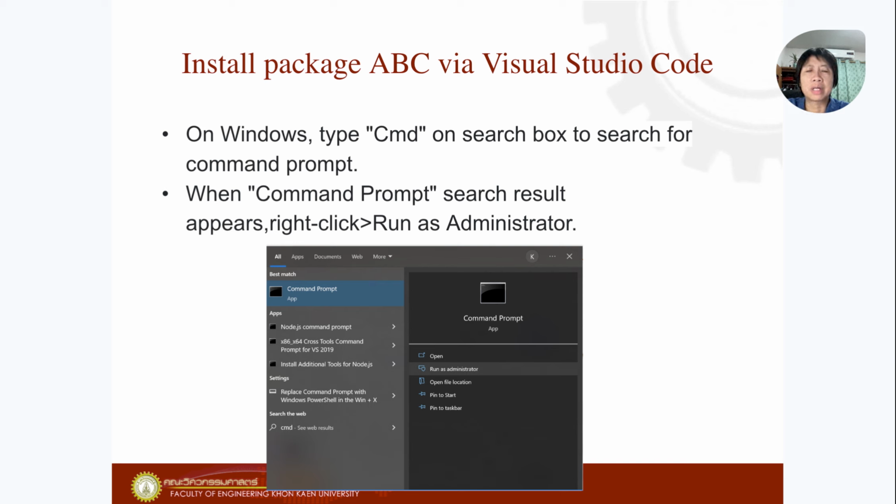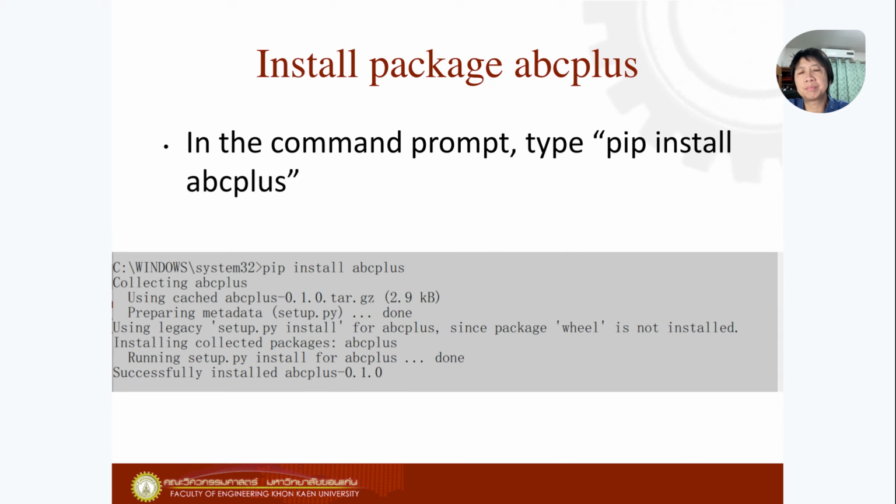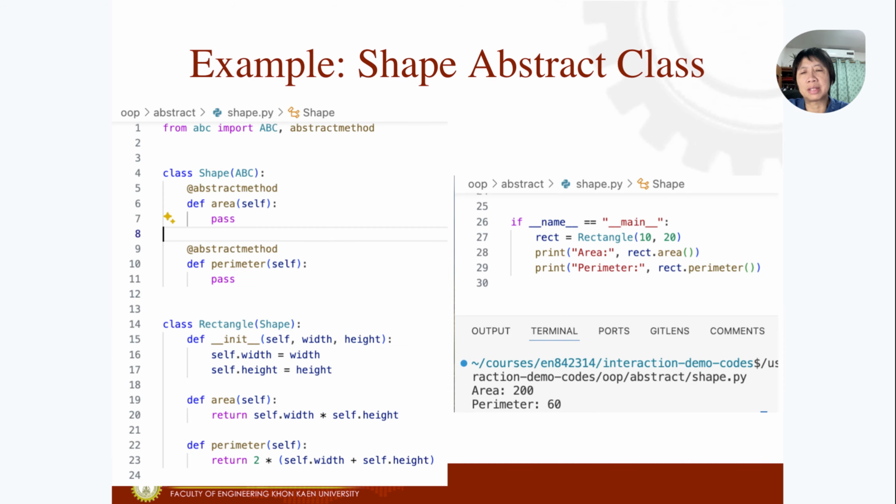On Windows, you can type CMD in the search box to search for Command Prompt. When the Command Prompt search result appears, you right click and choose to run as administrator. Then in the Command Prompt window, you type the command python -m pip install --upgrade pip. After that, you type pip install abc-plus to install the package abc-plus.